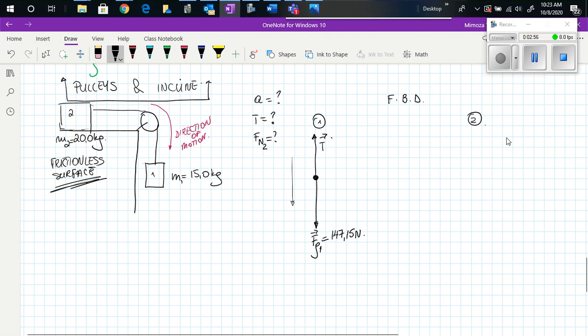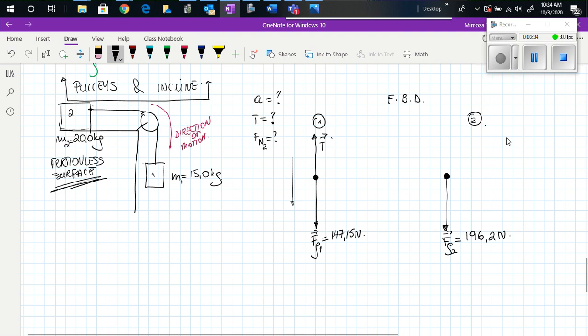For the second object, the free body diagram will be the dot that represents the object of our interest, which in our case is object 2. And we have the force of gravity going down, the force of gravity of object 2, which is 20 kilograms times 9.81, and it is 196.2 newtons. And then we have a tension that in our case is going horizontal.